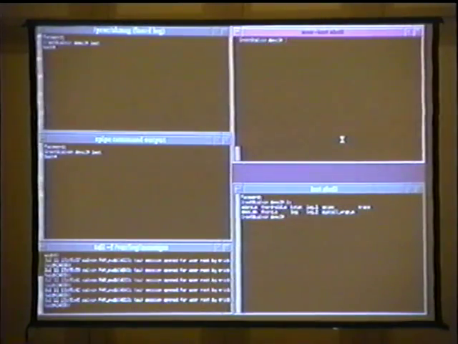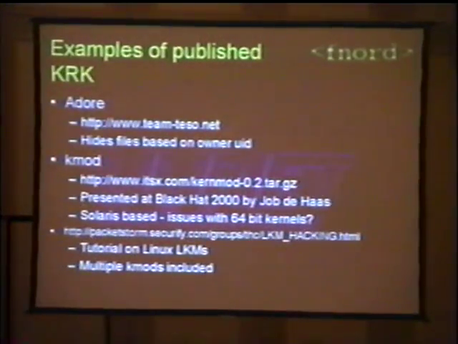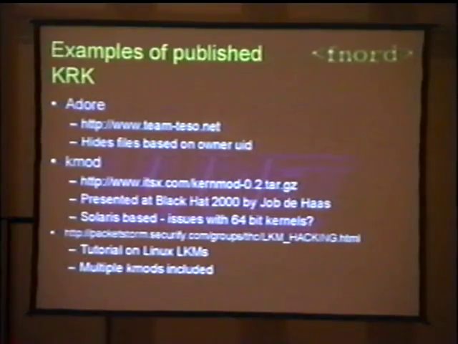So, what's out there right now? What is published and publicly available? Adore is a fairly popular kernel mod and one that we're going to abuse in our presentation. The version of it that we looked at hides files based off of owner UID. There's a special owner UID, and if you try to open a file with that UID, it fails and says there's no such file.